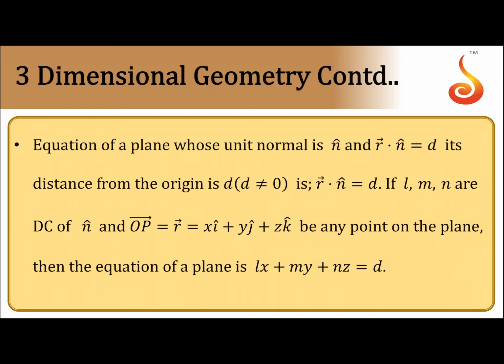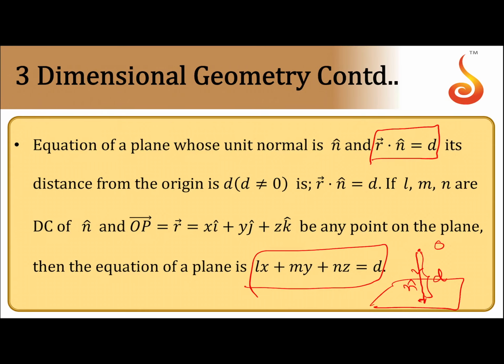Of course, the next one, plane equation. Equation of the plane whose unit normal from origin to the plane is n cap is given by r dot n equals d. When you take any plane, this is the normal form of the plane from origin. When you drop the perpendicular in that direction, n cap is the unit normal and the total distance is equal to d. Then the equation in the normal form is given by r dot n equals d, and in the Cartesian form it can be written as lx plus my plus nz equals d.